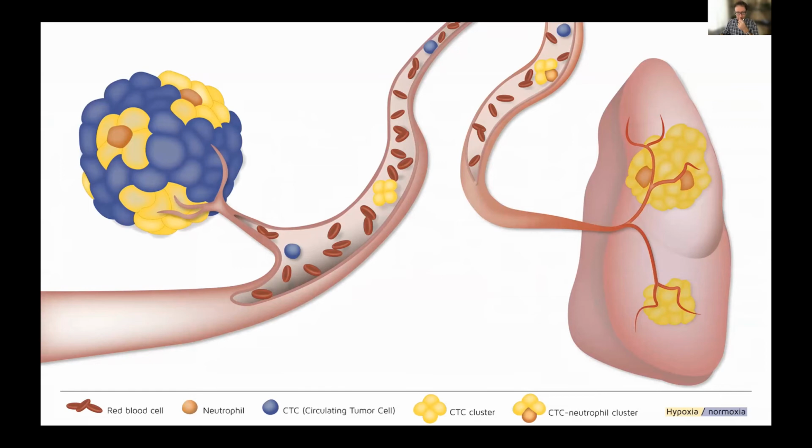So this is somehow the summary of what I told you. We find that tumors are hypoxic not only in the core, but in different regions. Sometimes there is also infiltration of neutrophils. And when this happens, there is the generation and formation of clusters of CTCs that are hypoxic, or CTC neutrophils that are also hypoxic. And these are mainly responsible for metastasis formation in breast cancer.